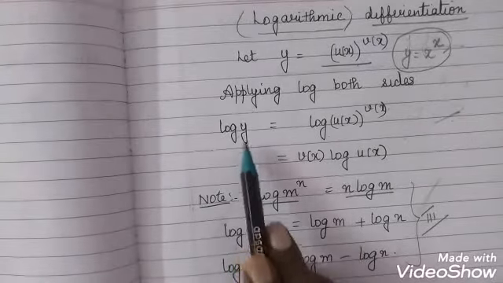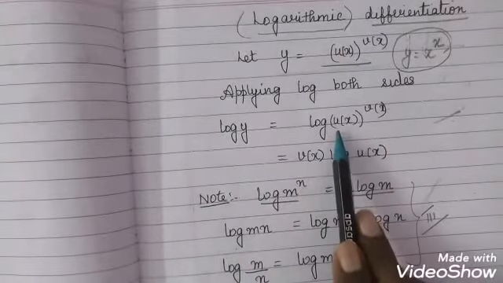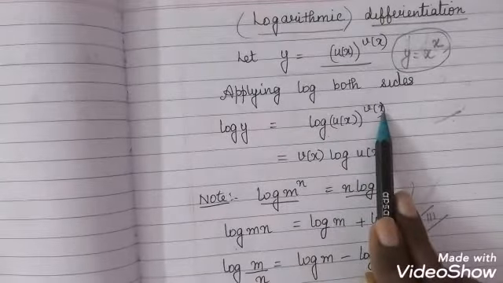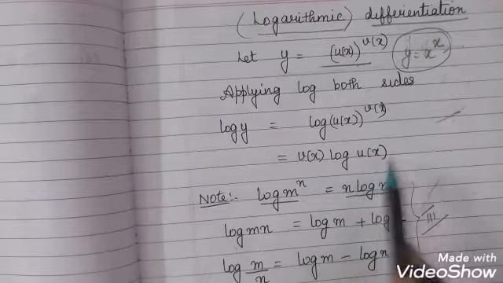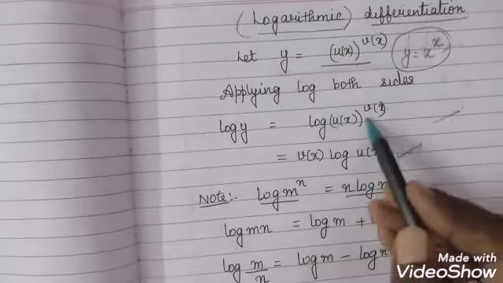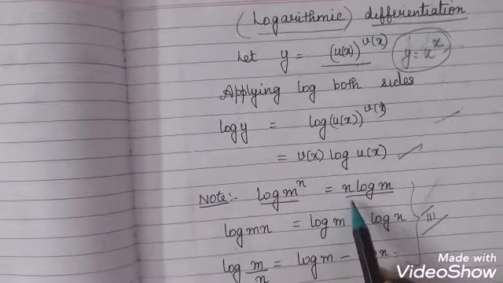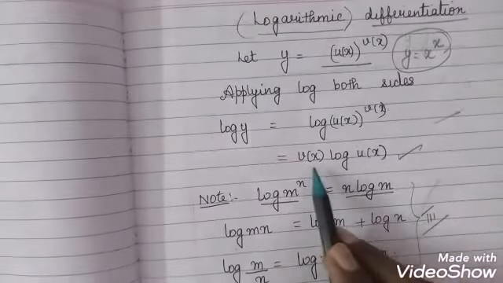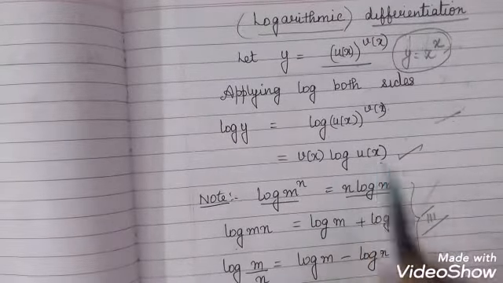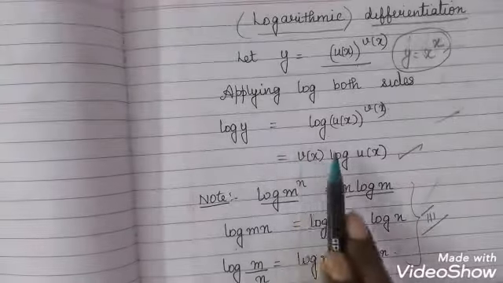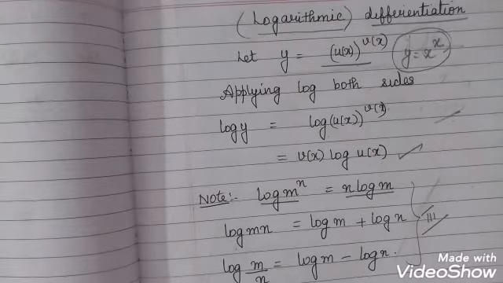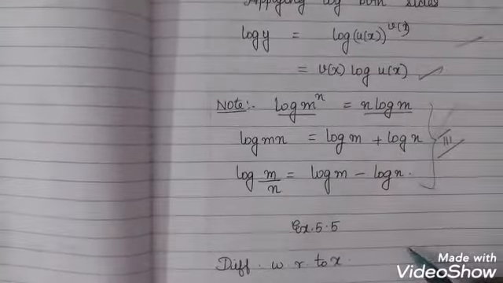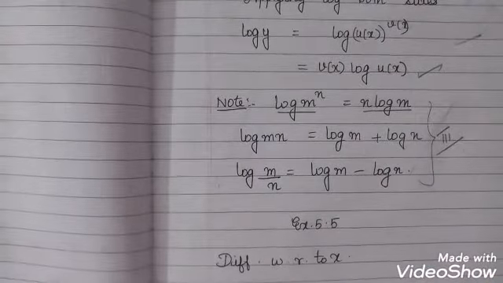If you see, you've got log y is equal to log of u of x the whole power v of x, which is equal to v of x into log of u of x. Log of m power n is equal to n log m. Is it clear to all of you? Based on this part we are going to do the exercise, exercise 5.5. The next one, we'll start with exercise 5.5.